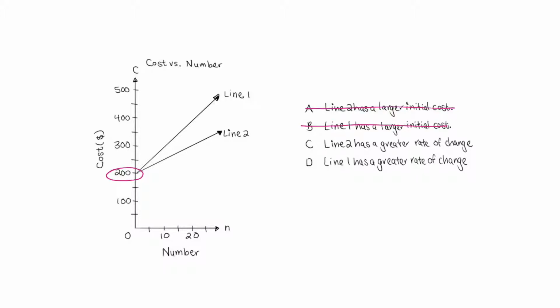Line 2 has a greater rate of change. That is incorrect because line 2 is less steep than line 1. So the only answer that can be correct is D. Line 1 has the greater rate of change.